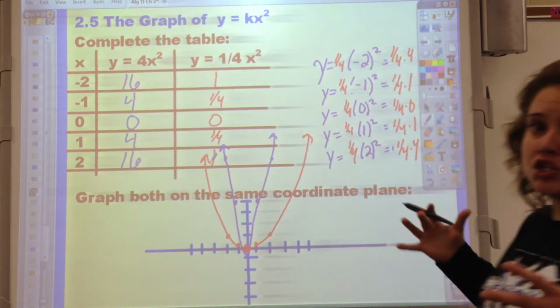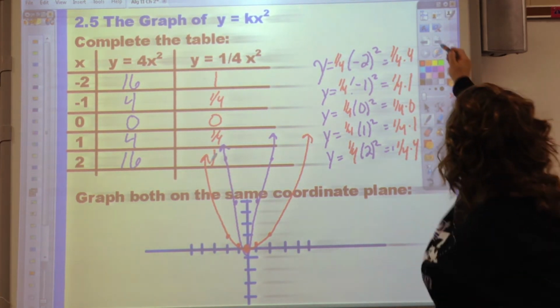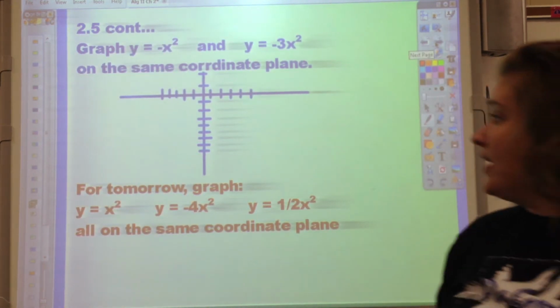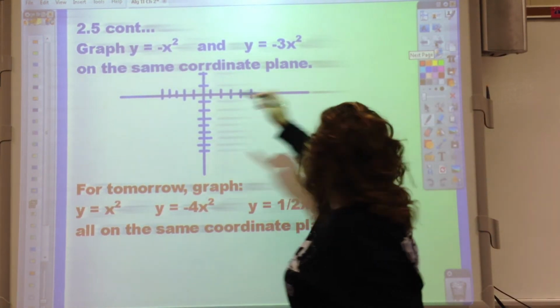Now I'd like you to look at the shapes of those points and think about how it changes from a coefficient of 4 to a coefficient of 1/4. And we'll talk about that tomorrow. Now we're going to try negative x squared and negative 3x squared. And I'm going to start working a little faster.